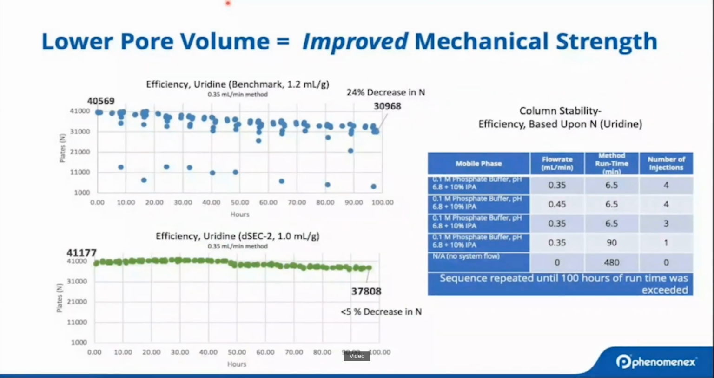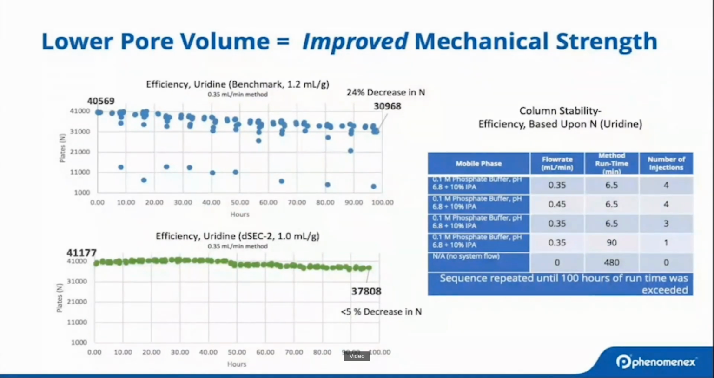What we haven't shown here, but was measured as well, is that other silica-based size exclusion columns typically fail at around 20 to 30 hours. So this is a good example of packed bed stability.